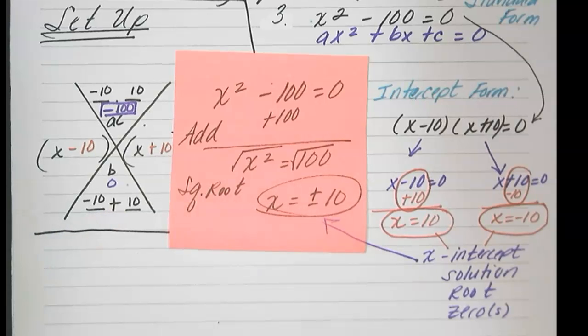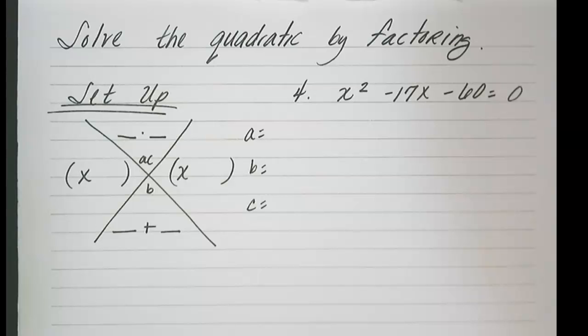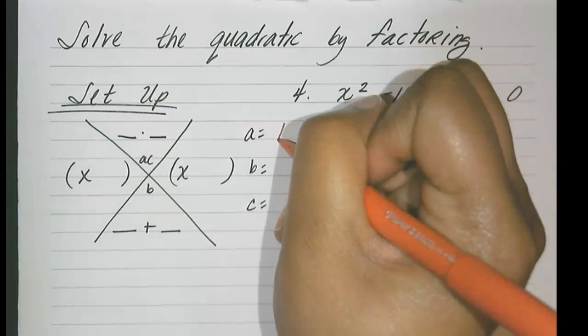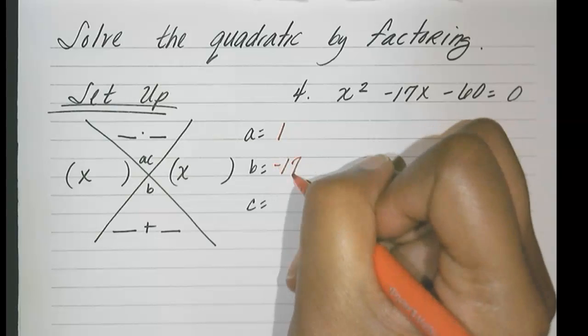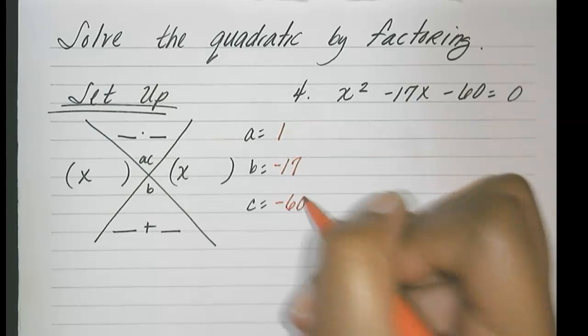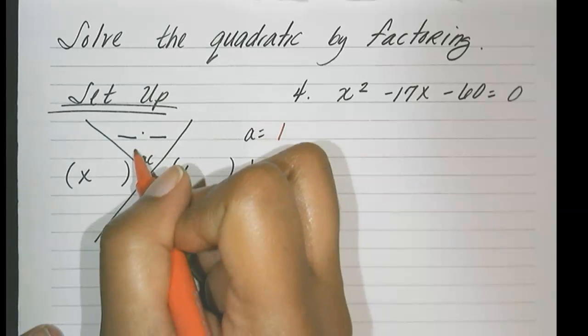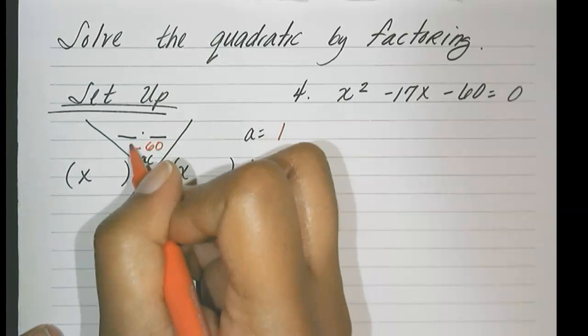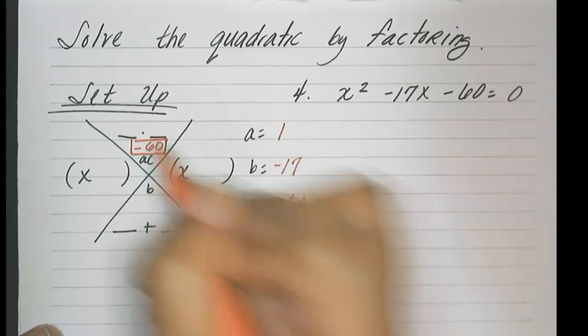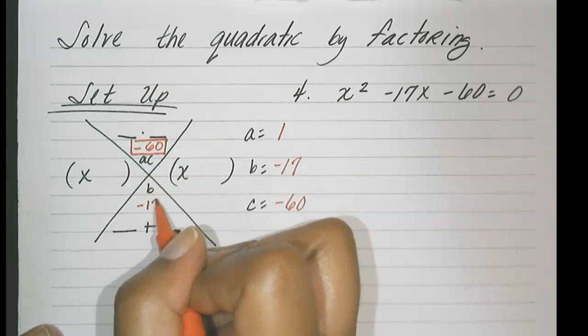Okay, people? Now you're about to practice and do one on your own, okay? Good people, so here we go. X squared minus 17x minus 60, same steps. 1, negative 17, negative 60. Two numbers that multiply and equal negative 60. Same exact two numbers must add and equal negative 17.